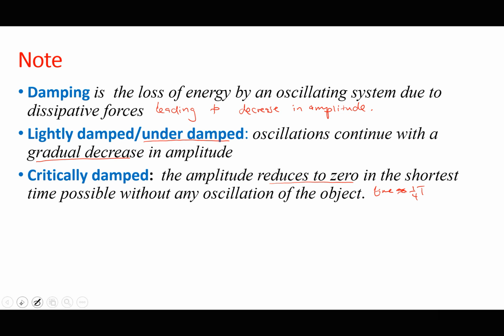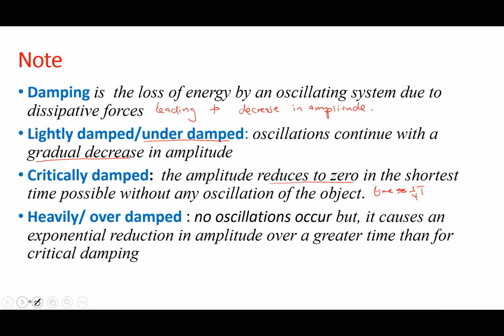We also have overdamped or heavily damped. Still, there are no oscillations for heavy damping, but it causes an exponential reduction in amplitude over a greater time than for critical damping. So the amplitude decreases to zero over a longer period of time compared to critical damping. And that's what we call heavily damped, or overdamped.